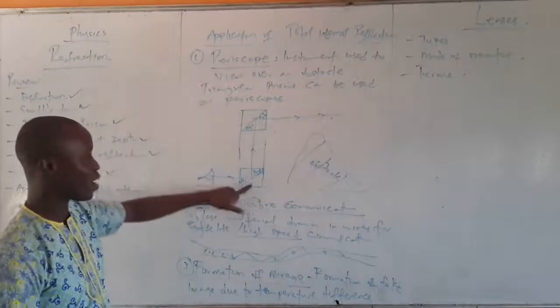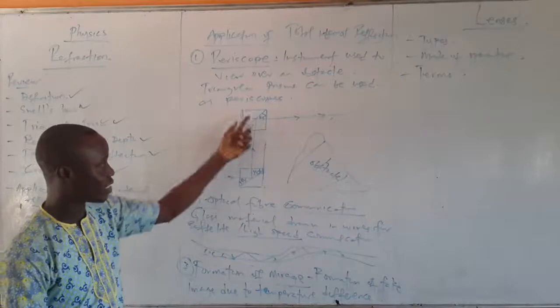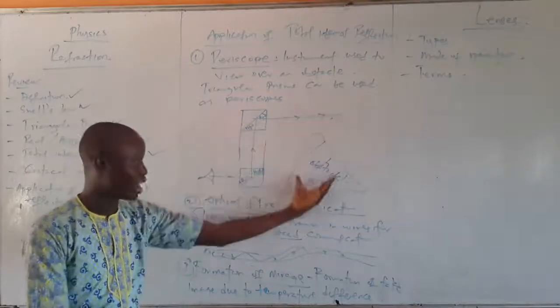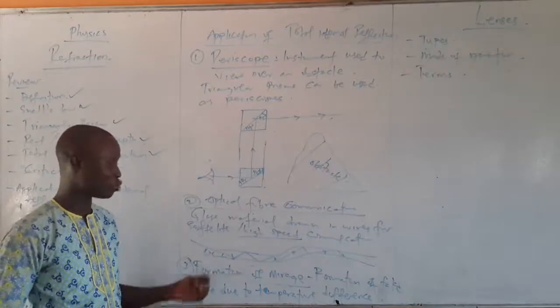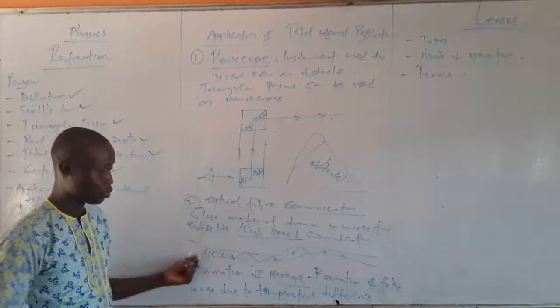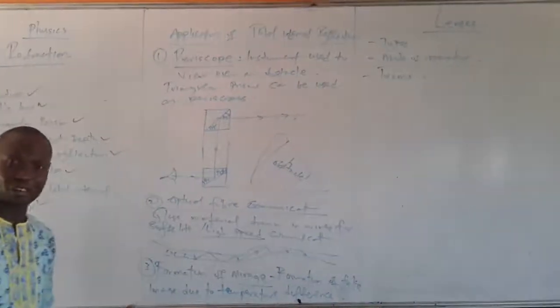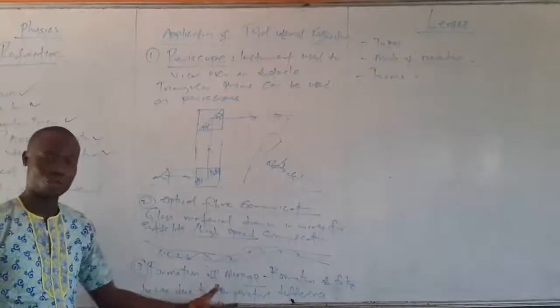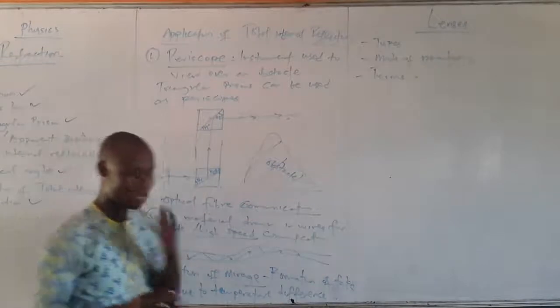One is in periscope, where you can see the triangular prism arranged at angle 45, such that light can easily view over an obstacle this way. Then you can also have optical fiber communication, where you have information to be transferred at high speed, and you have the angle of incidence of the light at an angle greater than the critical angle, such that the information will be very, very fast. Then you also have formation of mirage, which I told you is formed due to what? Due to temperature difference. You have a fake image due to temperature difference.